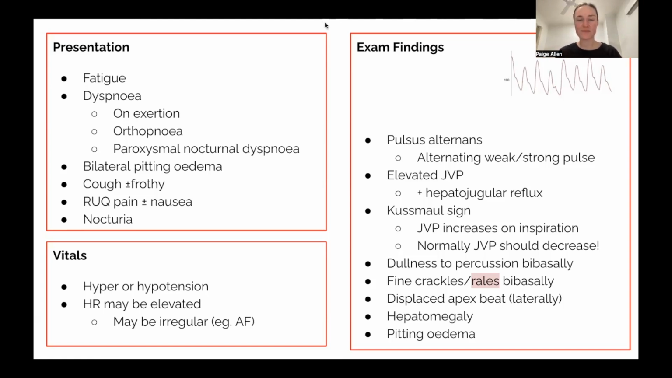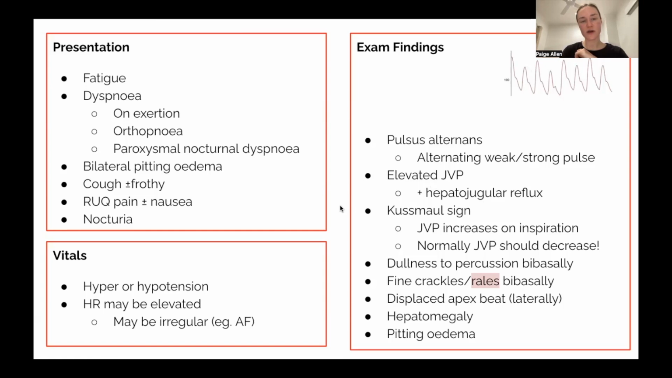Some other buzzwords to keep in mind for your exam findings is pulsus alternans. That's what this diagram is here. Essentially, you'll have one really strong pulse and one really weak pulse. So if you're feeling their radial pulse, you'll feel a strong one, a weak one, a strong one, a weak one. You can get an elevated JVP, and then when you push on the liver, you'll get that JVP going up even further. That's the hepatojugular reflux because you're basically pushing blood out of the liver, which is now saturated with blood, up the IVC and then up the JVP.